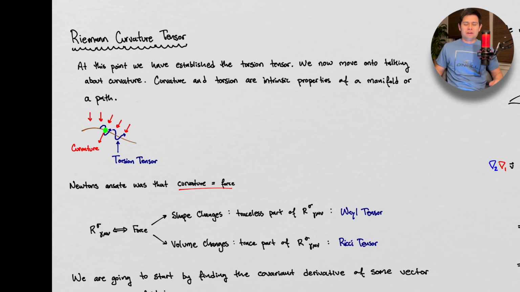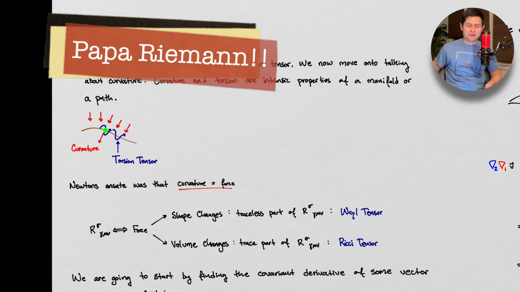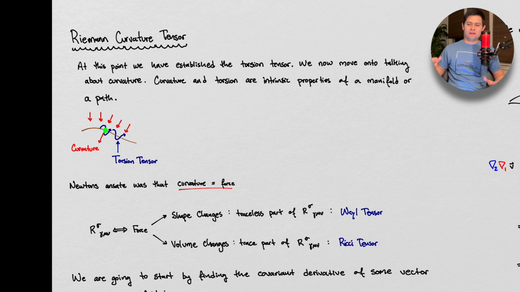So today we are going to be talking about Papa Riemann, the Riemann Curvature Tensor. The Riemann Curvature Tensor is usually where you stop at a general relativity course or tensor calculus course, but we're going to go beyond it. We're going to spend a couple of videos on the Riemann Curvature Tensor because it's a super important tensor and we're going to really familiarize ourselves with it.